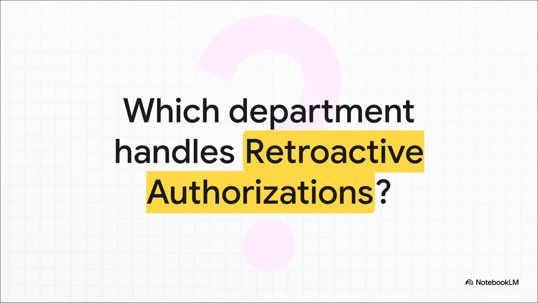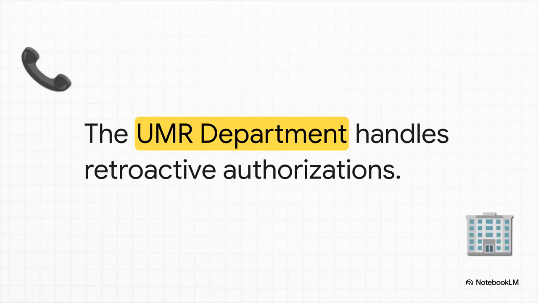And finally, question 3. Which specific payer department must you contact to request a retroactive authorization if one was not obtained before the service? The answer is the Utilization Management Review, or UMR department. Fantastic job if you got all 3 of those correct. You are seriously well on your way to mastering these specific denials.